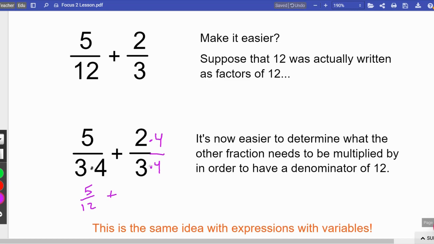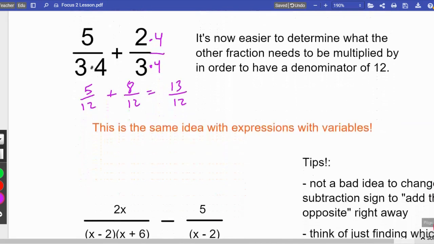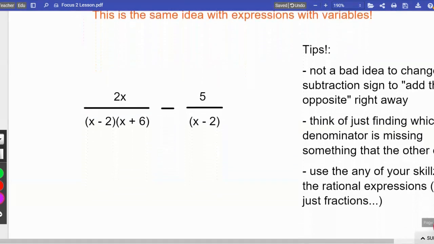And then this now is changed. The bottom is 12, which is what we wanted. Now we can add the tops, but the top up here changed. It's now 8. So we would get 13 over 12. Okay, so that's what we learned, in 7th grade or whenever it was, about making a common denominator to add fractions. And it's the same thing when you have variable expressions as denominators. So that's what this is going to look like here.